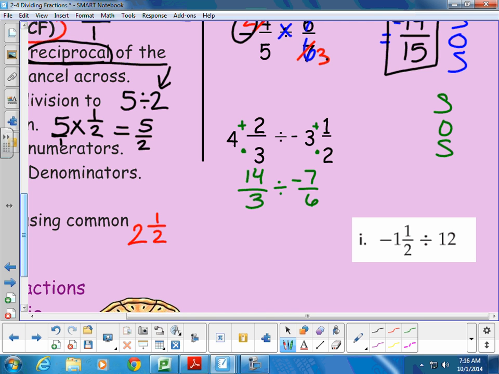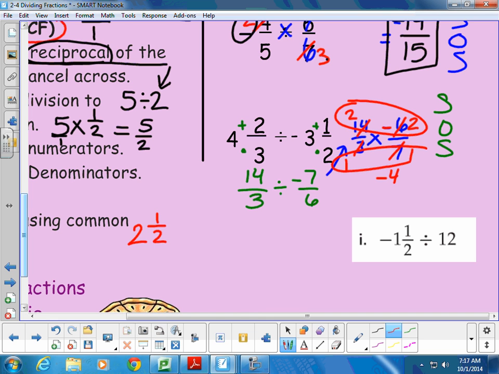So this is really the same as 14 thirds times the reciprocal, negative 6/7. Now I can do my cross-canceling. 3 goes into 3 once. 3 goes into 6 twice. Remember that negative there. 7 goes into 7 once. 7 goes into 14 twice. Now I can multiply straight across. So I have 2 times negative 2 is negative 4, and 1 times 1 is 1. Simplifying would be a negative 4.